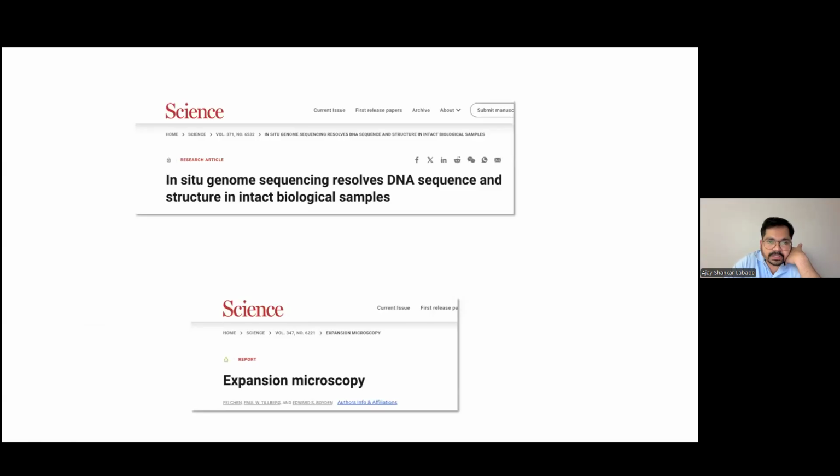Therefore, we decided to combine these two very interesting technologies that were developed by our lab. First is in situ genome sequencing. I'm going to talk about both of these together in my talk later on, but in situ genome sequencing is a technique that allows us to sequence the DNA right inside the cell using a microscope. And expansion microscopy, as most of you are familiar with, is a technique that allows us to look at nanoscale structure inside the cell. So our challenge was to combine these two technologies in our method. And that is where we developed a technology called expansion in situ genome sequencing.